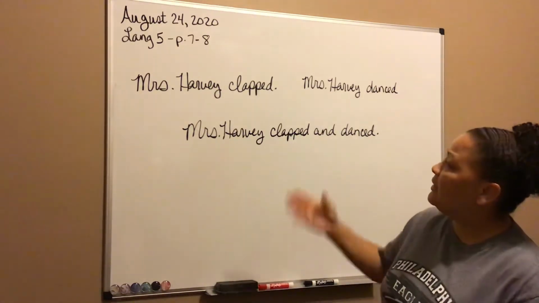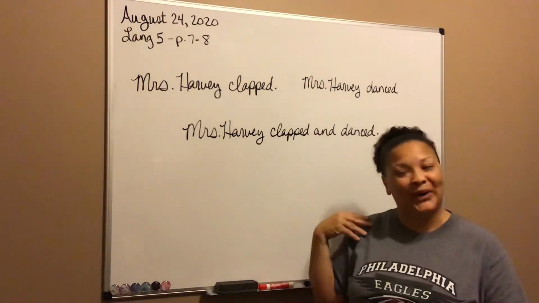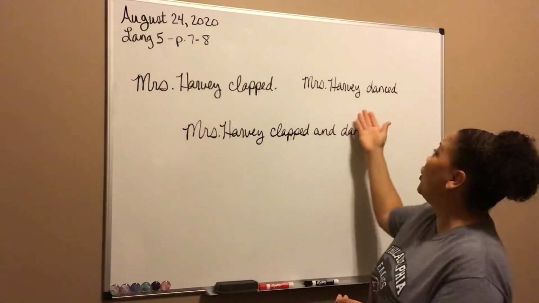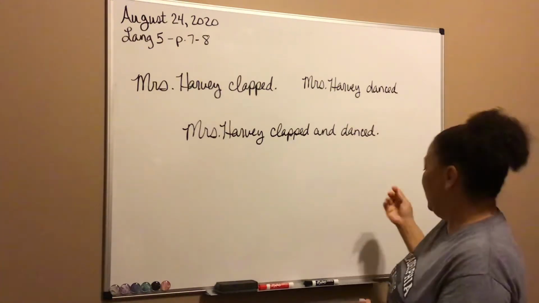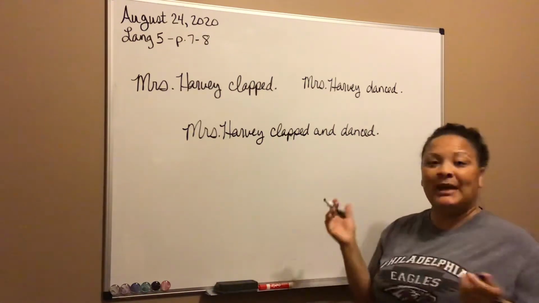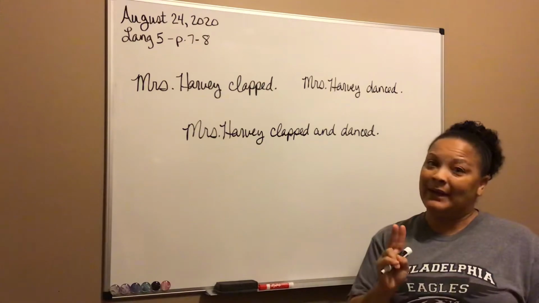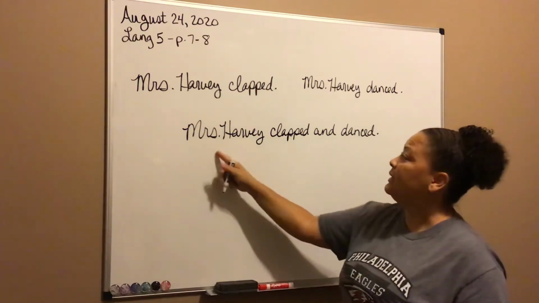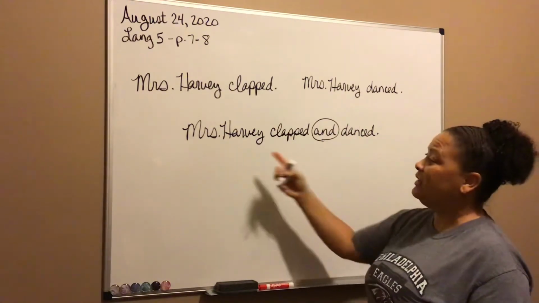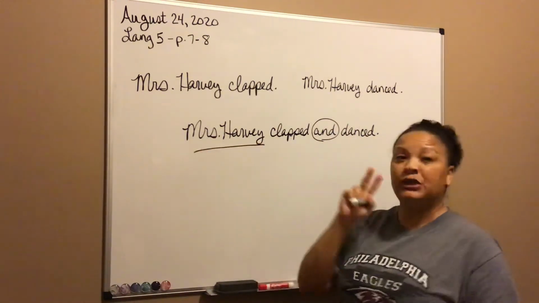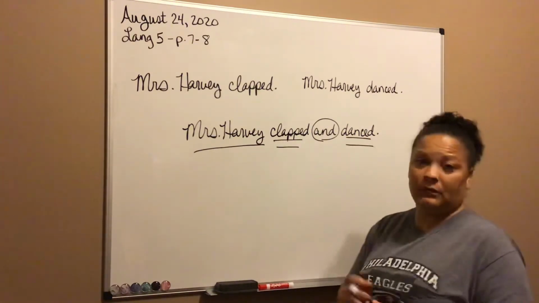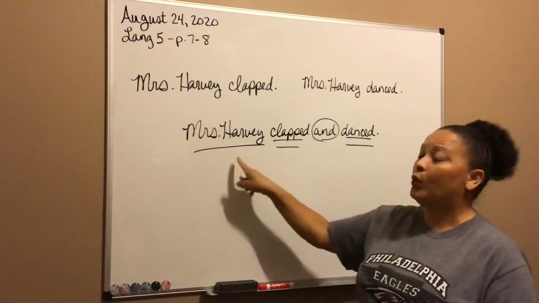So, let's look at the example that Mrs. Harvey has on the board. So, Mrs. Harvey clapped. Mrs. Harvey danced. How can we take those two sentences and make it one sentence with two ideas? So, Mrs. Harvey clapped and danced. So, Mrs. Harvey, the subject, did two things. She clapped and she danced. Okay? Two verbs, one subject.